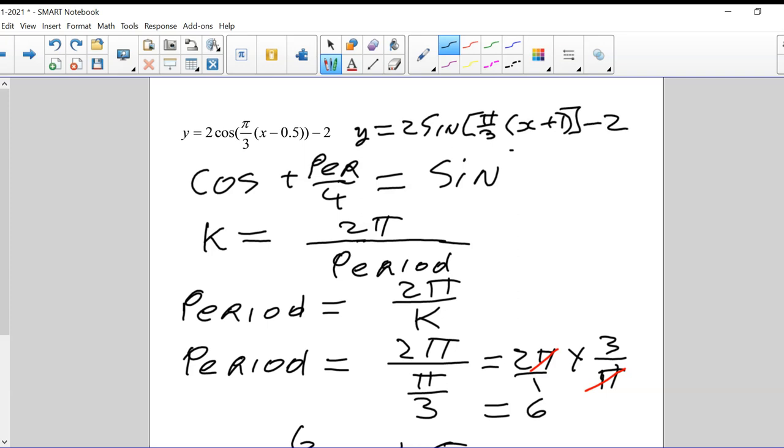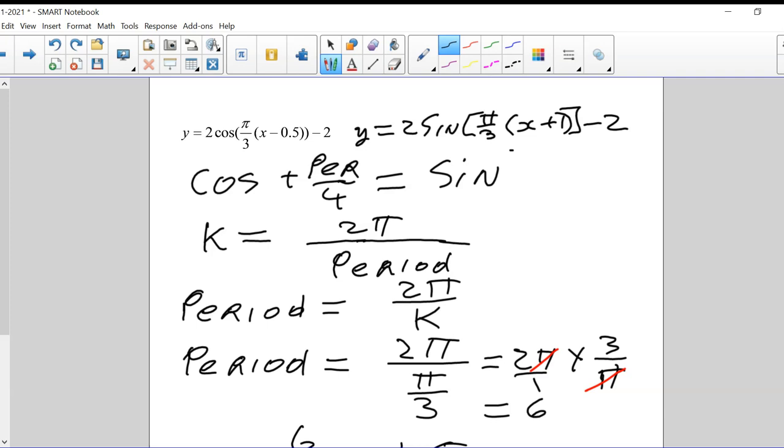minus 2. So the only thing that changed, thank you, Elizabeth, the only thing that changed was the phase shift. All right, the phase shift used to be x minus 0.5. The phase shift is now x plus 1. How did I do that?